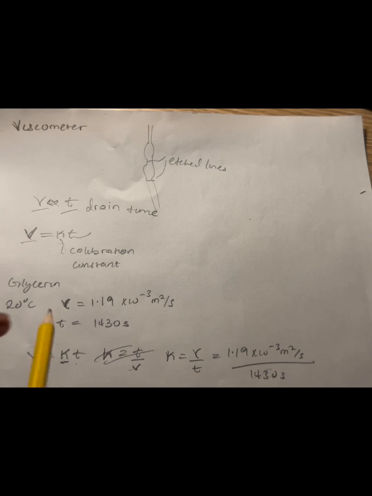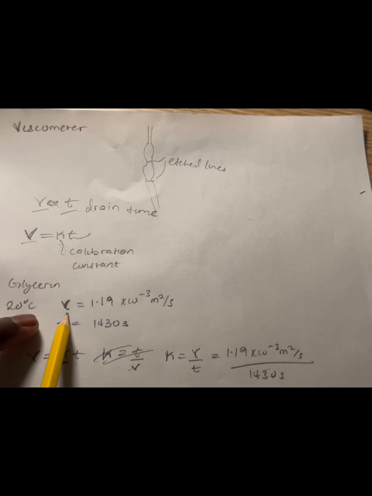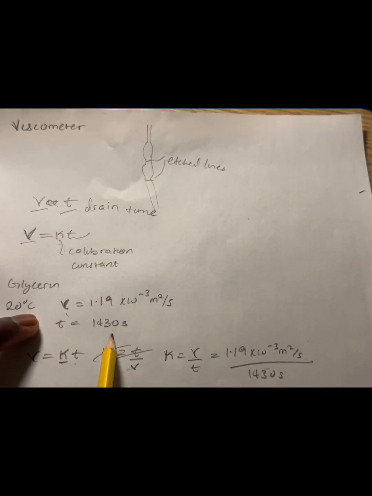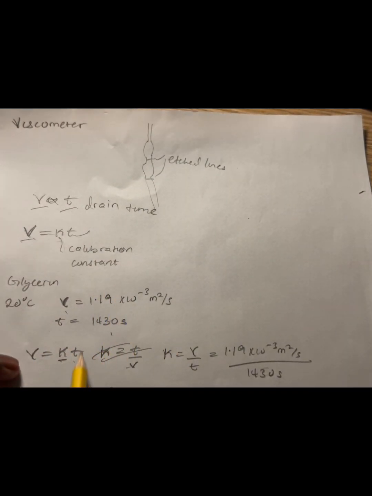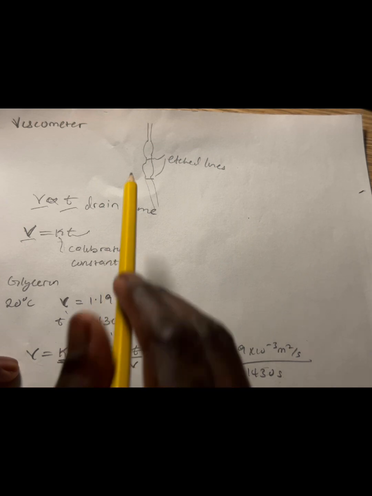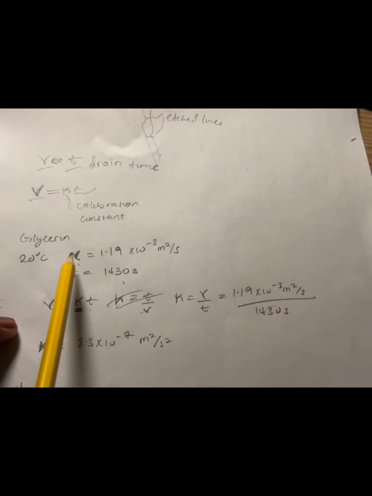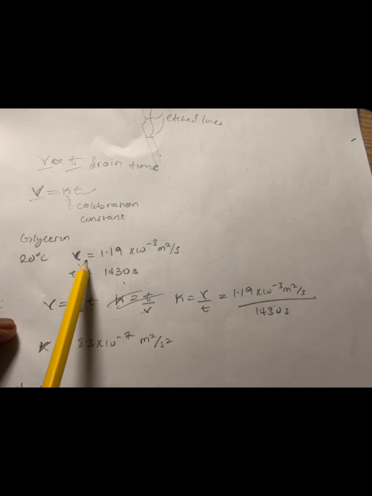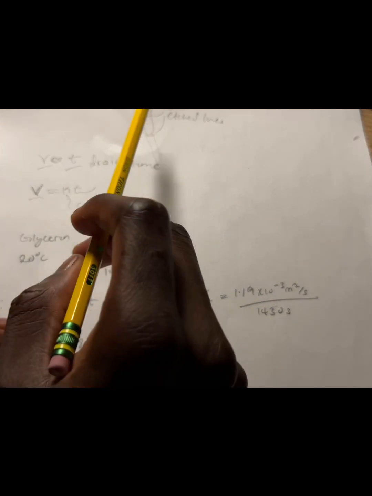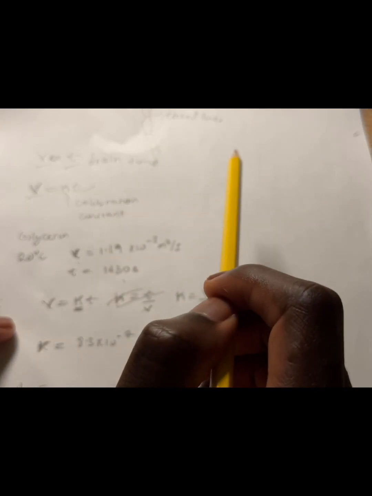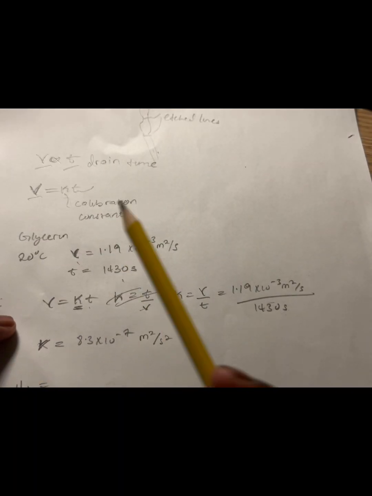So we've done the experiment for glycerine. We know the viscosity, and we put it through here. We see the drain time. We use that in this formula to calculate the calibration constant of the viscometer. Now we know what K is. We now get a liquid of unknown kinematic viscosity, and we take that liquid and put it through the viscometer. When we do that, we can measure the drain time, like with a clock.